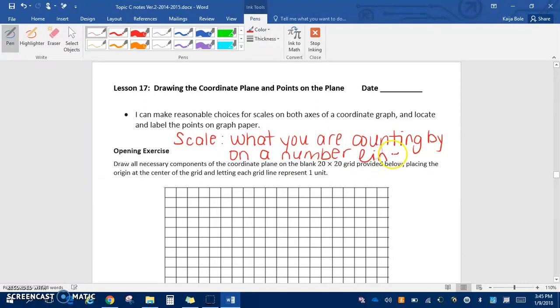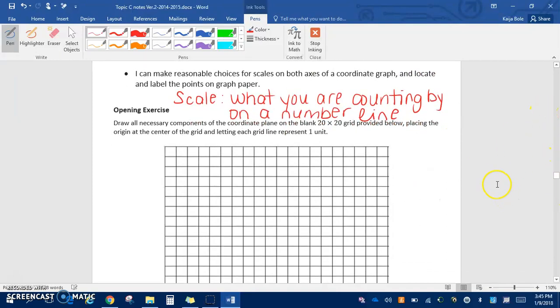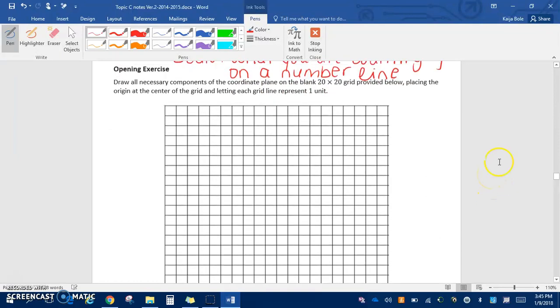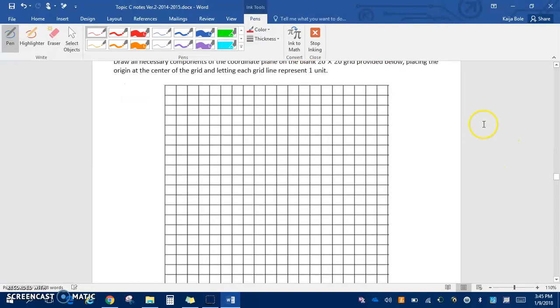Alright, and I know some of you might say, well, we're not working with number lines anymore, we're working with graphs, but graphs are pretty much just like big, extravagant number lines. So, for the opening exercise here, it says, draw all necessary components of the coordinate plane on the blank 20 by 20 grid provided below, placing the origin at the center of the grid and letting each grid line represent one unit. So, first we need to figure out where to draw some of these lines.